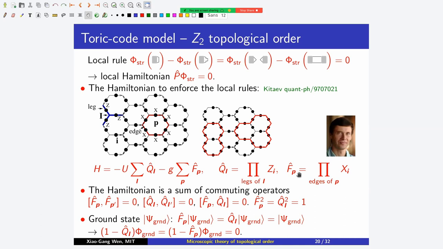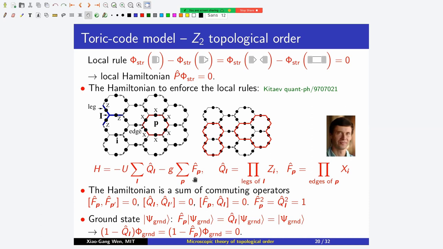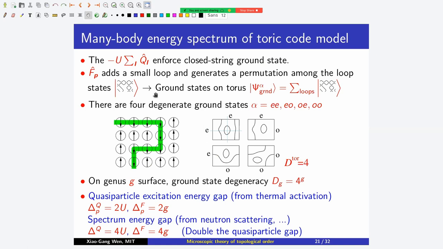So the many-body energy spectrum of the toric code model is basically this. Because those operators commute with each other, the ground state is given by the common eigenstate of the Q operators and F operators with eigenvalue 1. Excited states correspond to some Q operator or some F operator having a negative 1 eigenvalue. Then that's an excitation. So basically that's what I'm describing here. We have a quasi-particle where either Q became minus 1 or F became minus 1, and the energy gap will be 2U or 2G. That's a quasi-particle excitation.